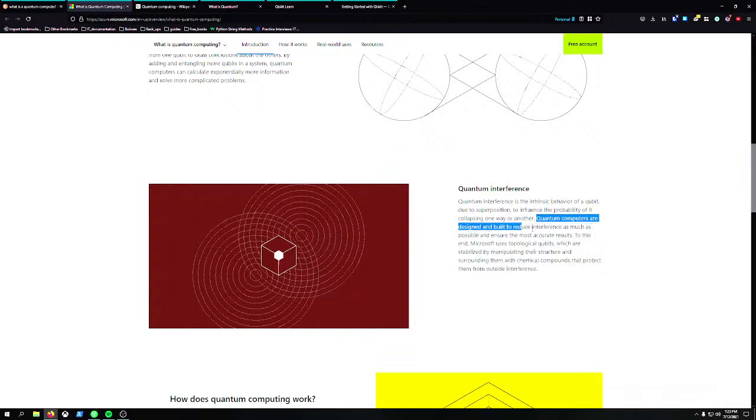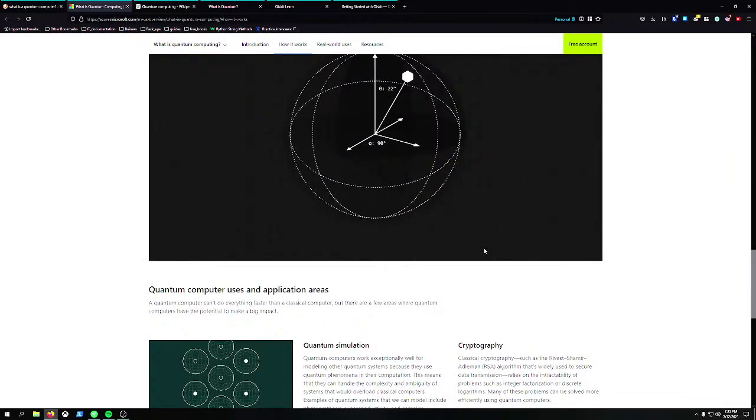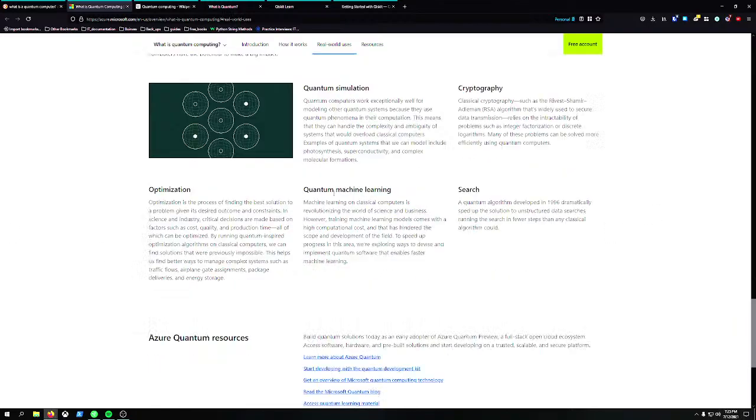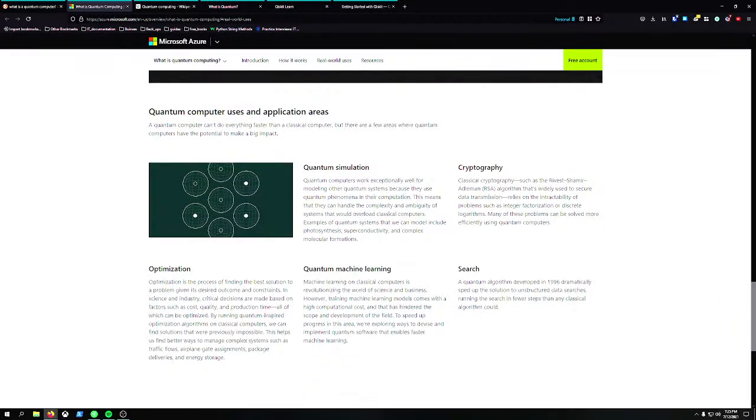Quantum computers are designed and built to reduce interference as much as possible and ensure the most accurate results. To this end, Microsoft uses topological qubits, which are stabilized by manipulating their structure and surrounding them in chemical compounds that protect them from outside interference. So that's a little bit of what Azure thinks.